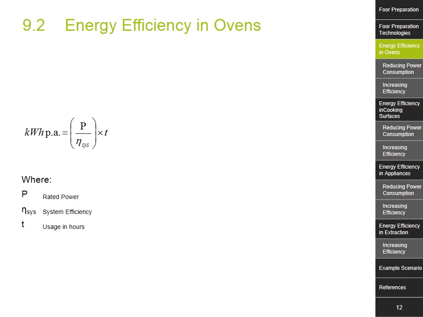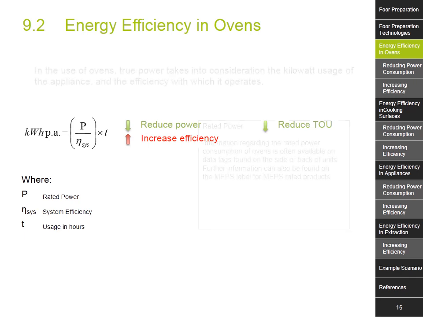As energy efficiency is essentially a product of reducing the total kilowatts of a system, it can be achieved through either reducing the power, increasing the system efficiency, or decreasing the time of use.